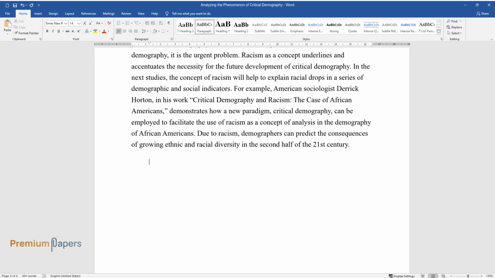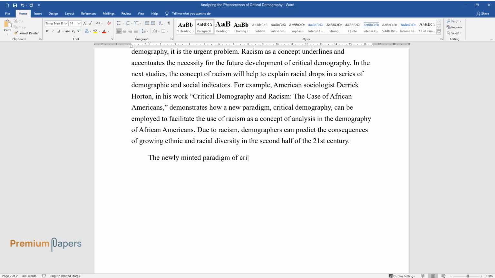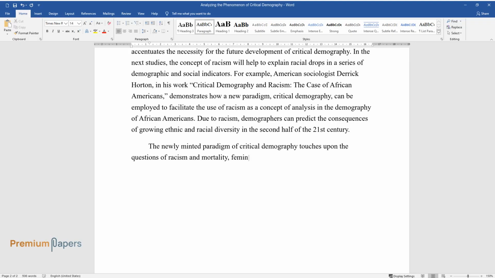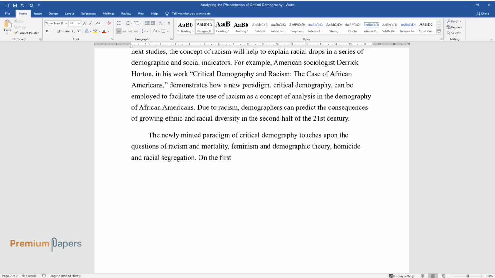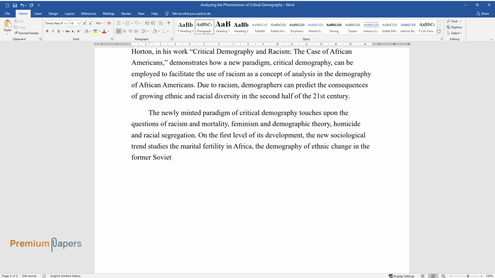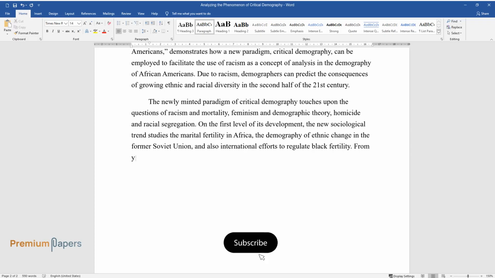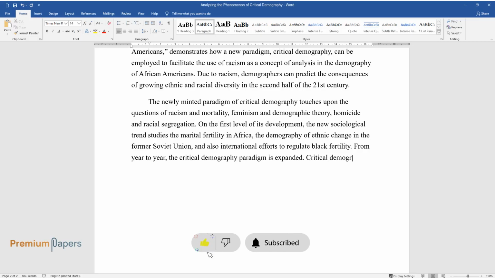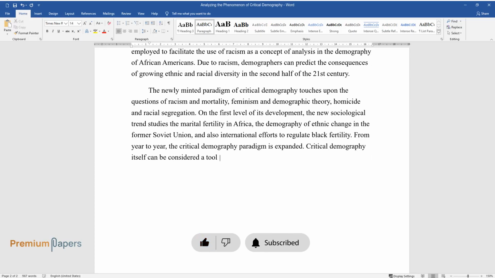The newly minted paradigm of critical demography touches upon the questions of racism and mortality, feminism and demographic theory, homicide and racial segregation. On the first level of its development, the new sociological trend studies the marital fertility in Africa, the demography of ethnic change in the former Soviet Union, and also international efforts to regulate black fertility. From year to year, the critical demography paradigm is expanded. Critical demography itself can be considered a tool for change.